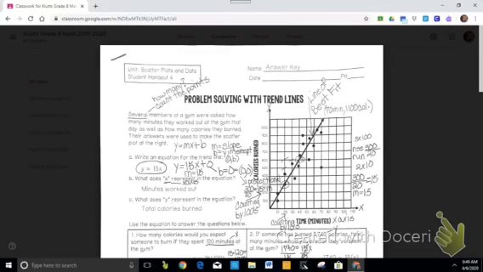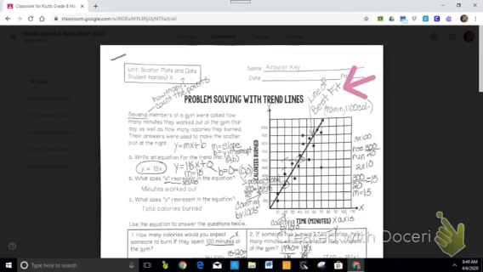Hi, this is Miss Klutts again, and we're going to continue working on the pages that we would be doing if we were in class. Our unit is Scatter Plots and Data, and this is Student Handout 4. We're continuing with our trend lines, using them to solve problems.